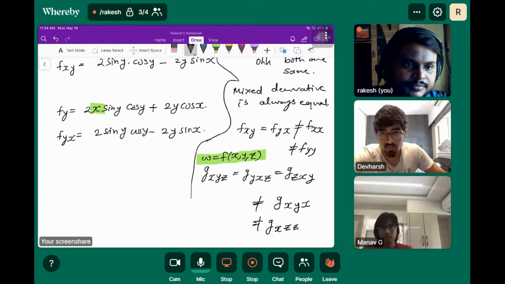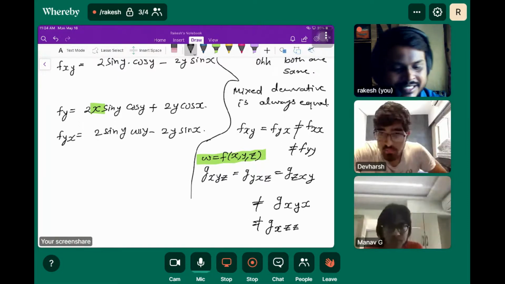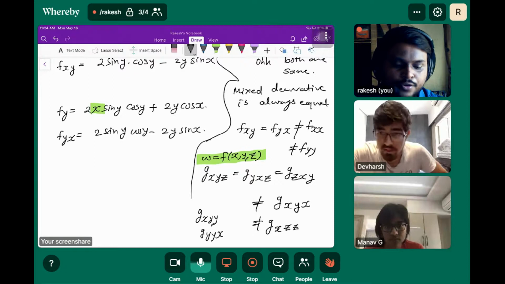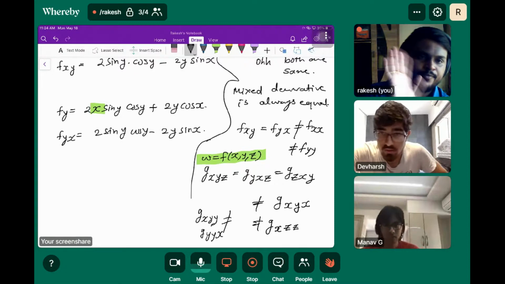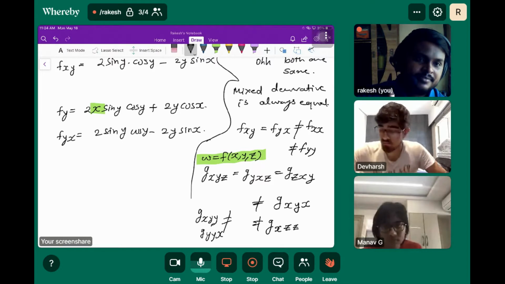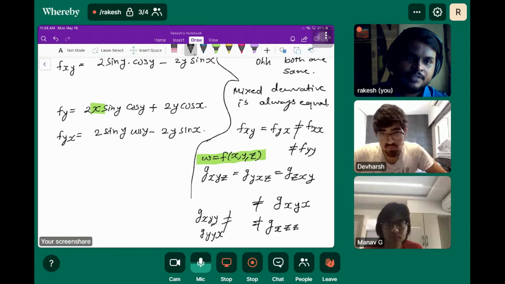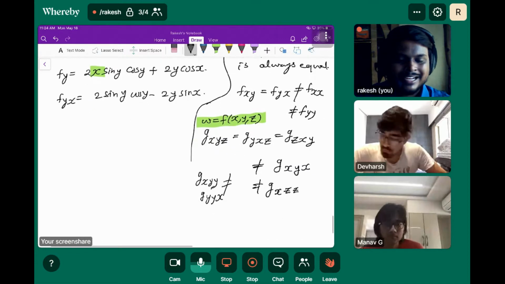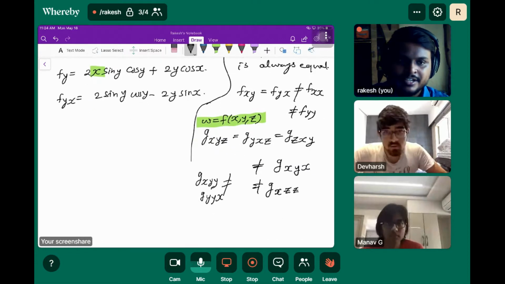Would f_xyy be equal to f_yyx, like the same things but in a different order? No, it won't be the same. If you are getting the same, then it will be a surprise, because of the nature of the function. It won't be the same.